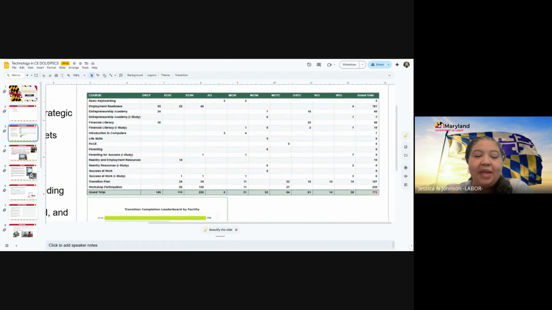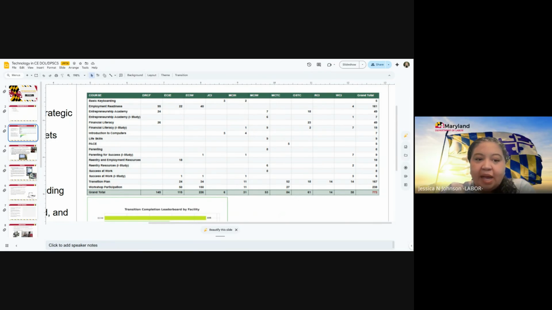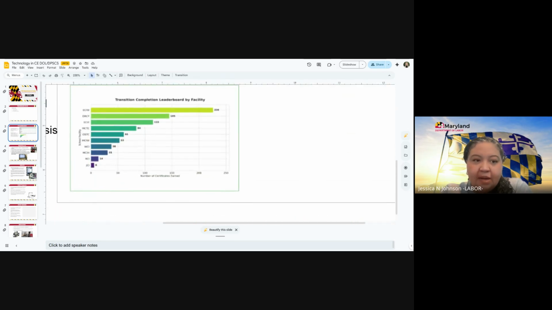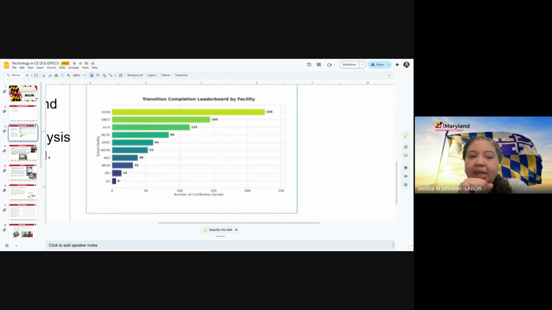It's a little fuzzy for me, but it names all of the transition programs. You can see how many students are enrolled at each of our facilities and how many have earned certificates. And then if you go down to where you see the colored bars, you can see by institution how many certificates have been earned thus far.